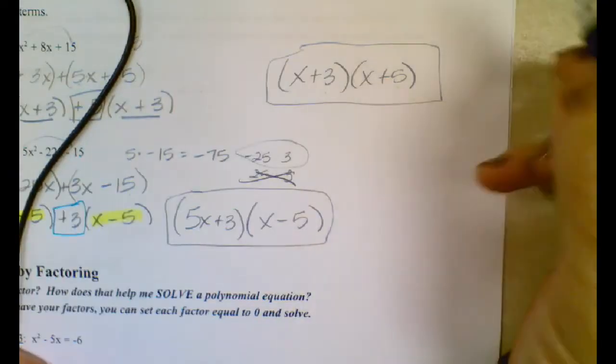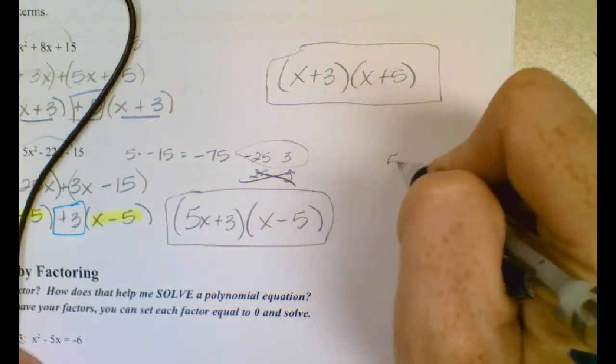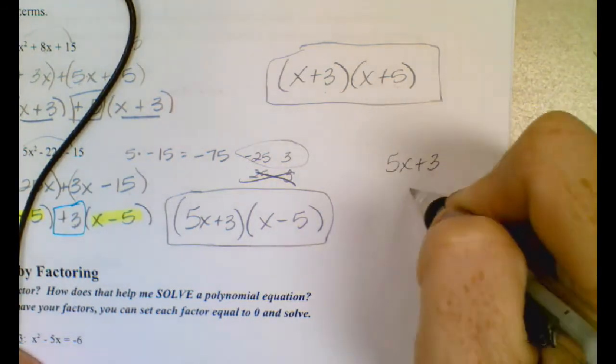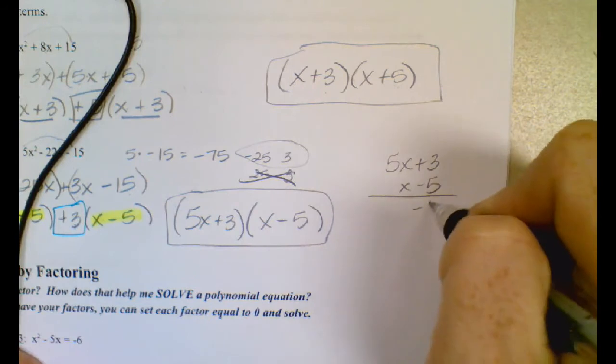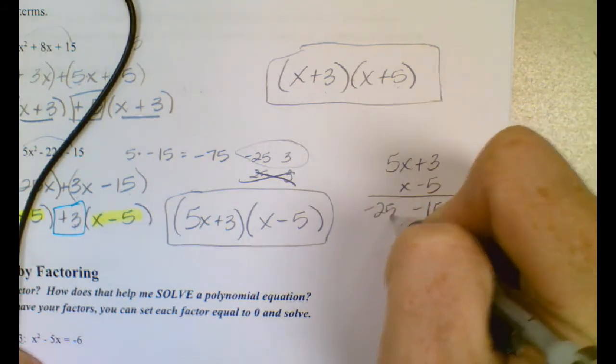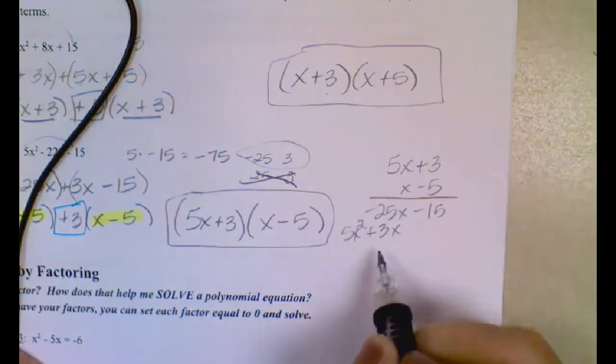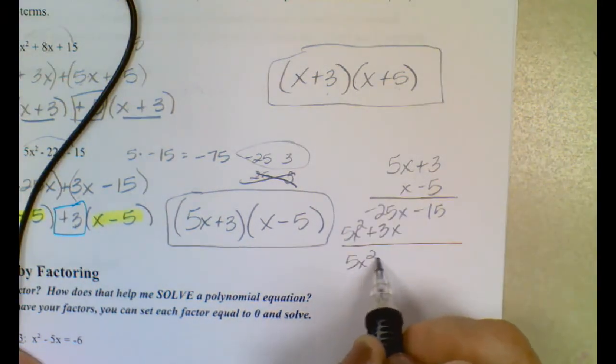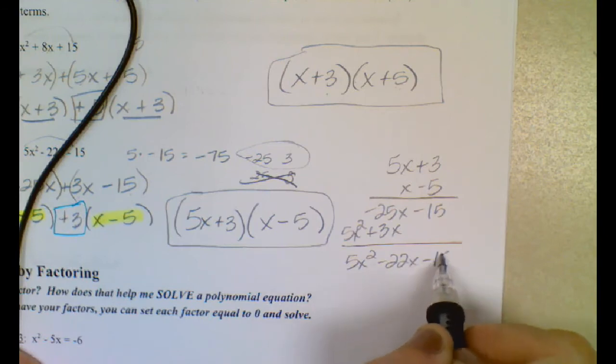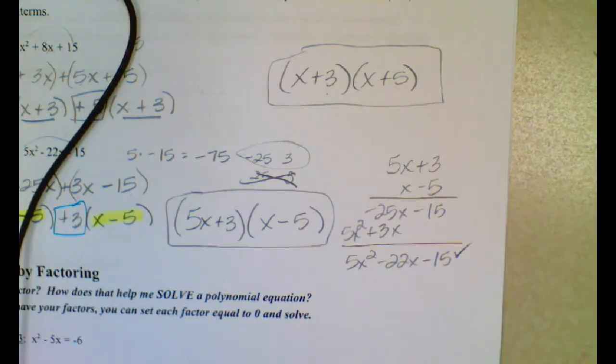So I'm going to use vertical, which is my preferred method of multiplying. You can choose whatever you want. But right, and x minus 5, so that gives me negative 15, negative 25x, 3x, and 5x squared. And when I total this up, I get 5x squared minus 22x minus 15, and that checks out.